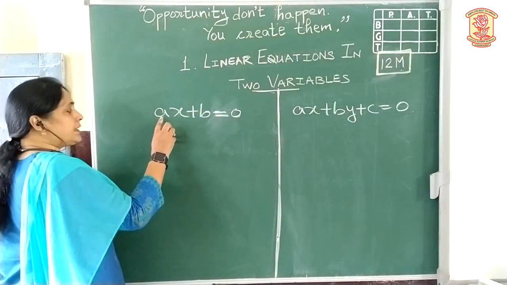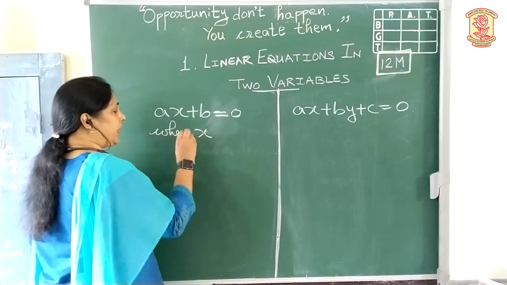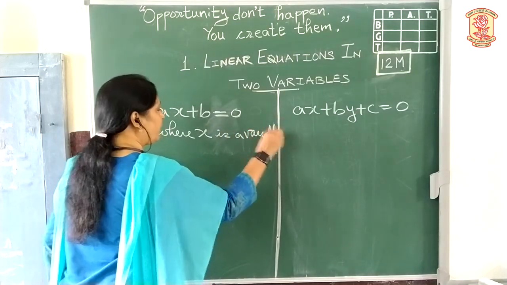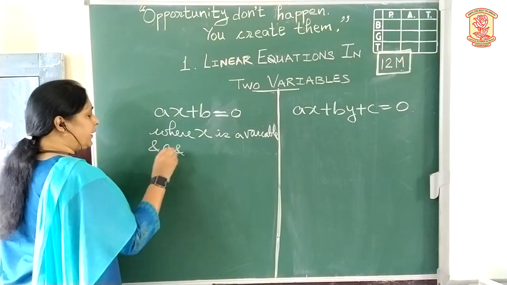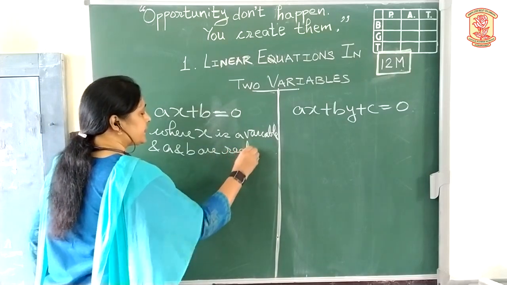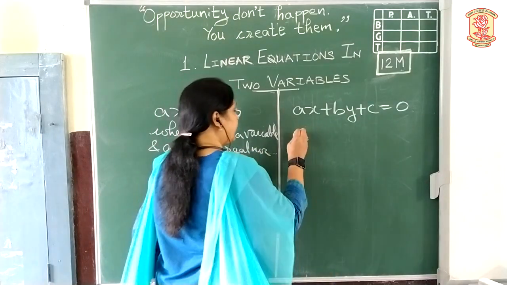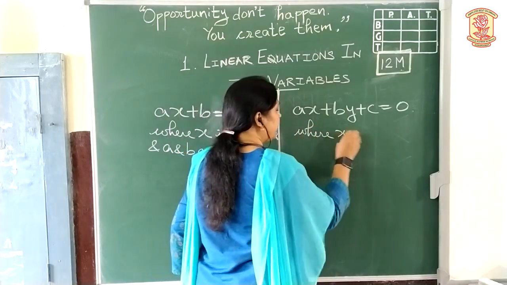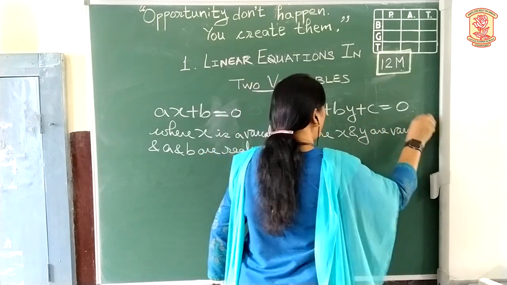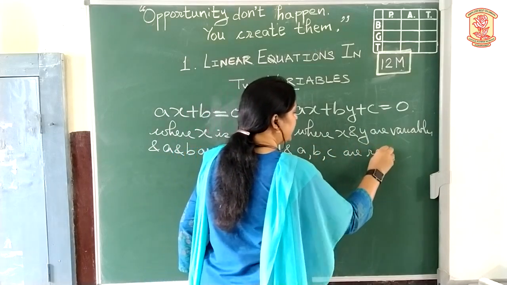Now here in this ax plus b equals to 0, what is x? It's a variable. x is a variable, and a and b are real numbers. Similarly, in the linear equation in two variables, x and y are variables, and a, b, c are real numbers.